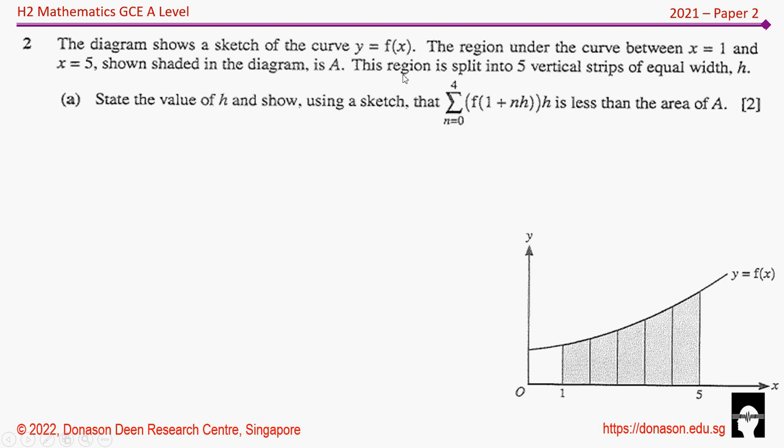This region is then split into 5 vertical strips of equal width h. So that means the width of each strip is h. State the value of h. So what should be the value of h? And of course that should be pretty simple, right?